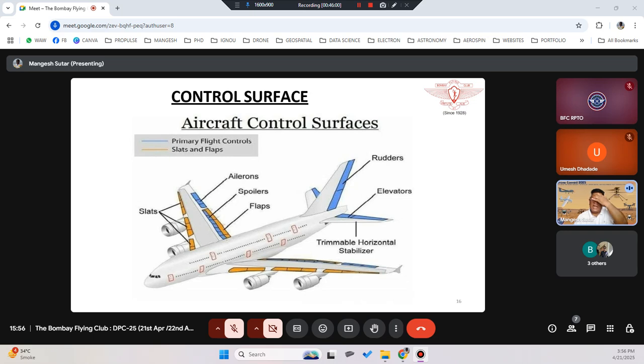Okay, so these are additional control surfaces, additional things which are there in the bigger airplanes. You will not see so many control surfaces in a smaller airplane. In smaller airplanes, you will see only the major or primary flight controls, that is ailerons, elevators, and rudders. So remember, on the tail, that is your horizontal stabilizer, you will have elevators. On the vertical stabilizer, you have rudders. On the wings, you have ailerons. So these three things you should remember.